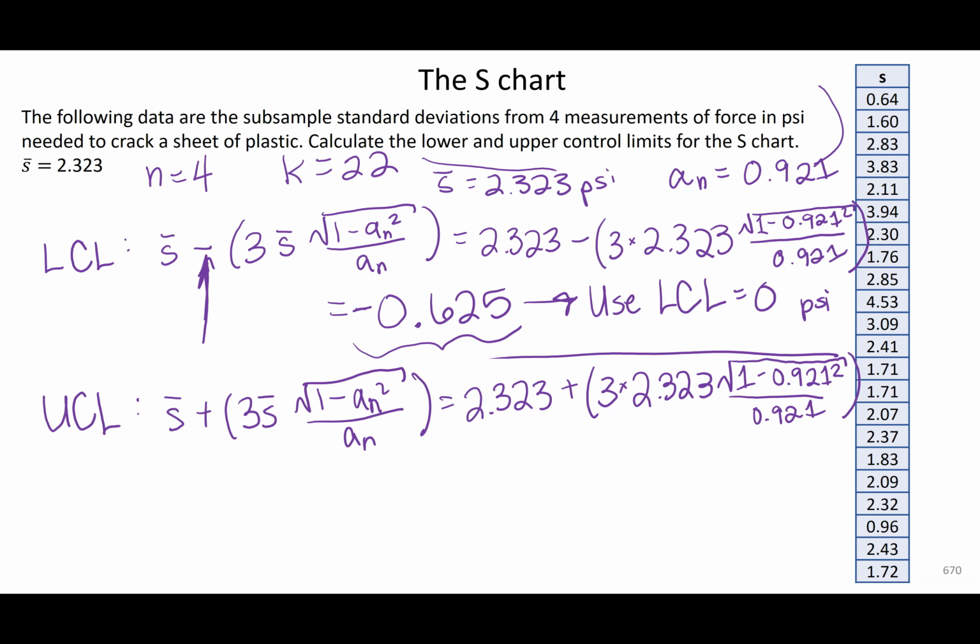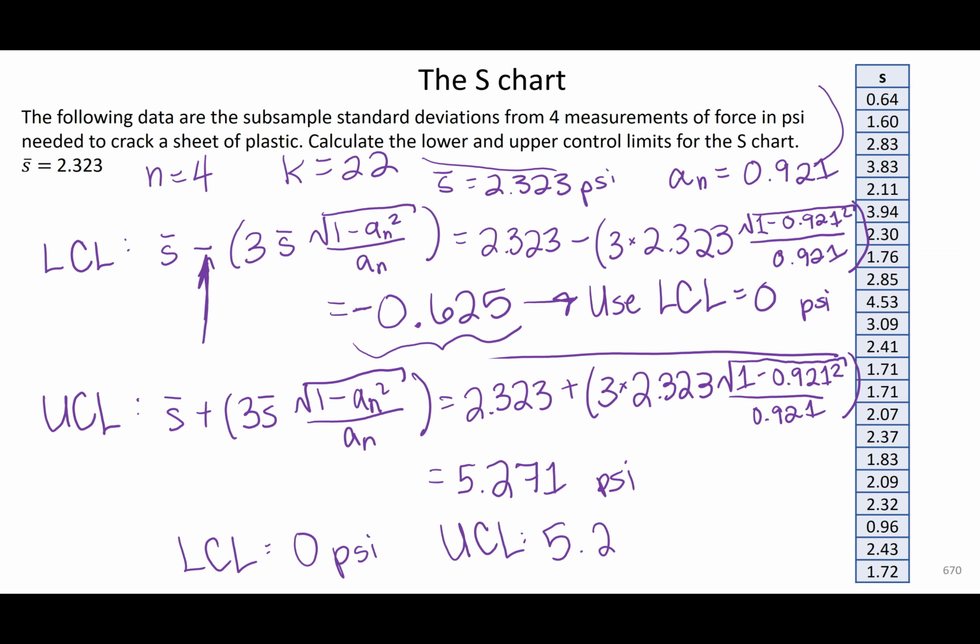Or not. So then go ahead, plug in, do some math here. Not mental math on my part. I did plug it into a calculator. So I end up getting something like 5.271 psi. So my lower control limit is going to be 0 psi. My upper control limit is going to be 5.271 psi.